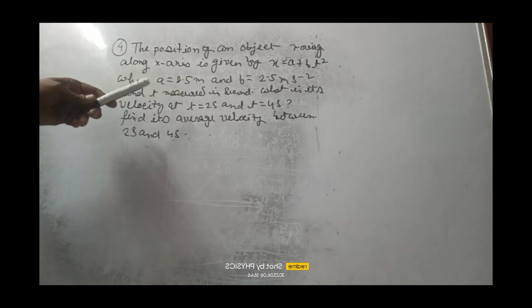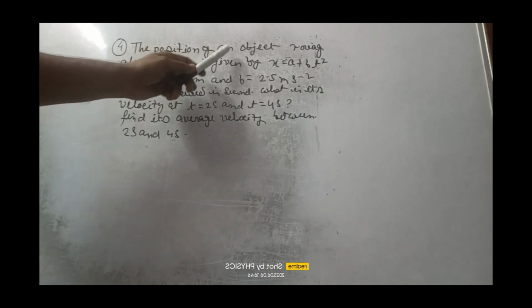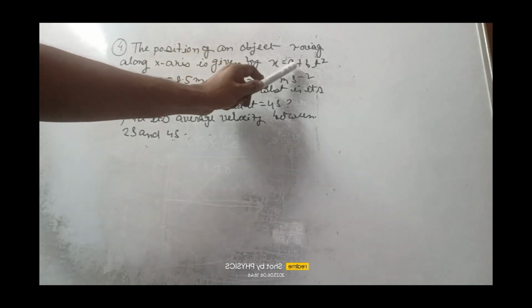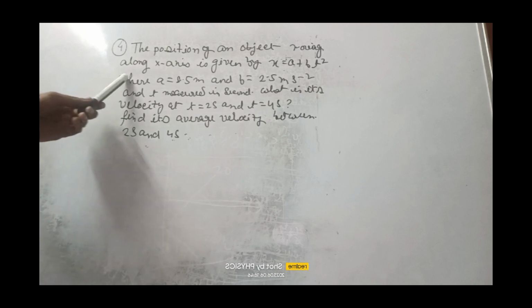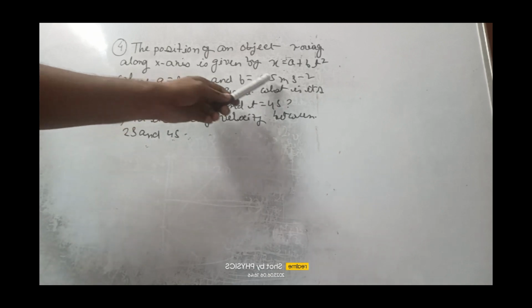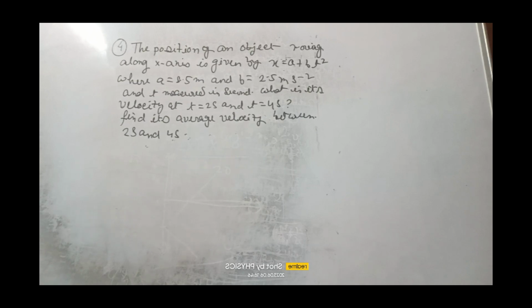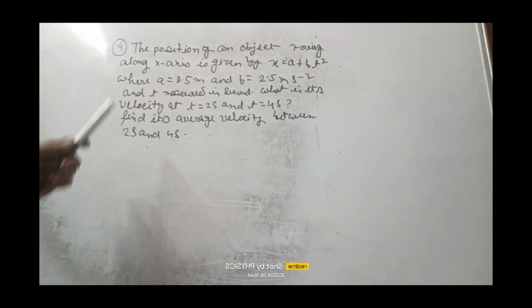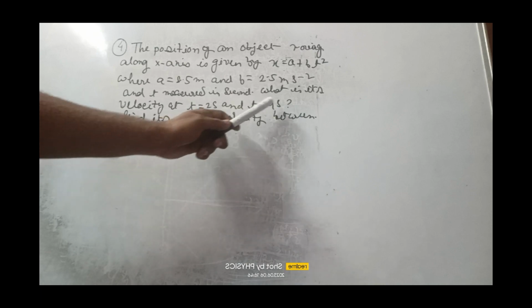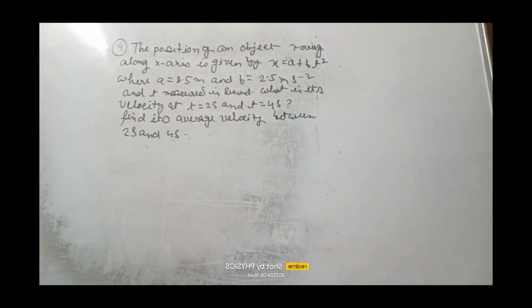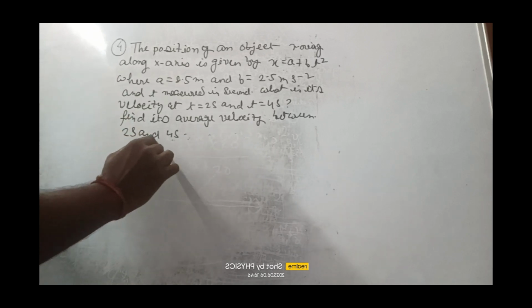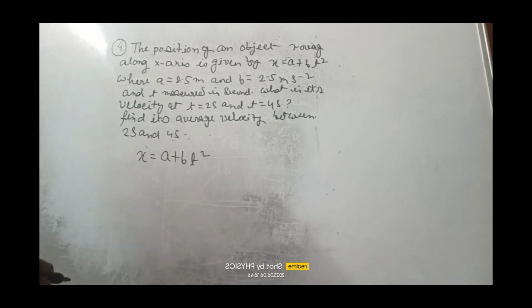Now move to the fourth problem. The position of an object moving along the x-axis is given by x equals a plus bt square, where a equals 8.5 meter and b equals 2.5 meter per second square, and t is measured in seconds. What is its velocity at t equals 2 seconds and t equals 4 seconds? The equation is given: x equals a plus bt square.